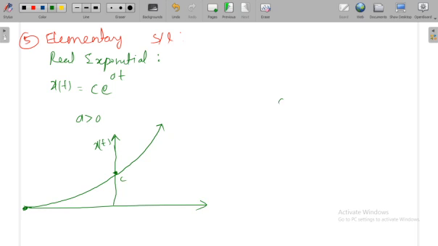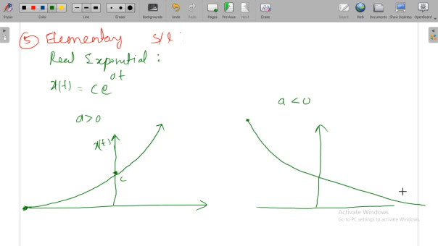Similarly, the same function I can analyze for a less than 0. That means what? A value is negative. Now, what happens? Already a is negative. If your time is negative, negative and negative is positive, e power positive. That means if you are at infinite, then e for infinite is infinite. Then the diagram goes like this. Okay, and again this is the c. So this is exponentially increasing, this is exponentially decreasing. Whether it is increasing or decreasing is decided by the a value.